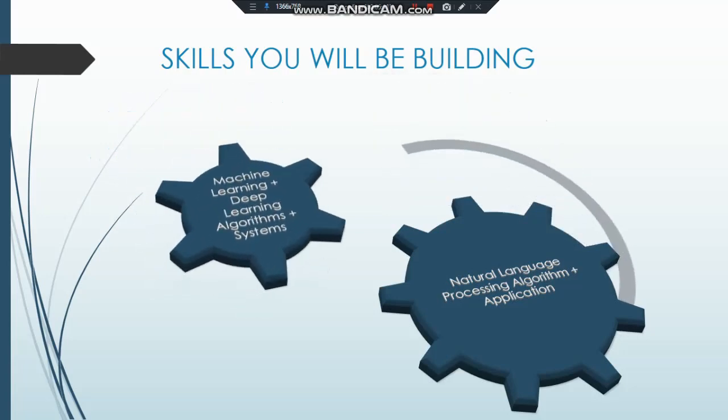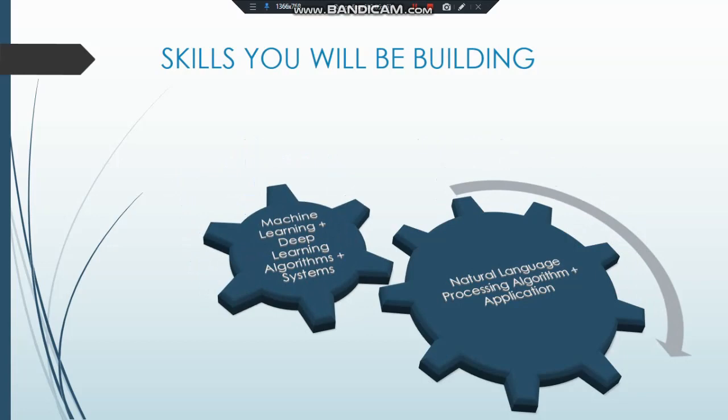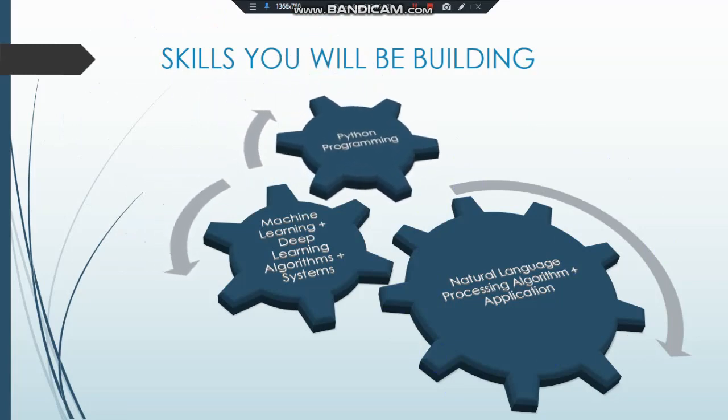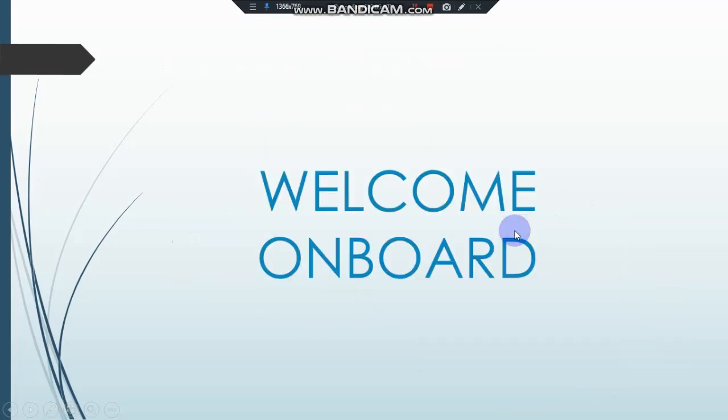Now, for you to achieve this, you'll be building machine learning and deep learning systems. You understand? It is by learning this that you'll be able to build this big end product. For you to be able to build machine learning algorithms, you will need Python programming. So that's how everything interweaves into each other. Python programming is the foundation. It interweaves into machine learning and deep learning, which in turn interweaves into natural language processing and application.